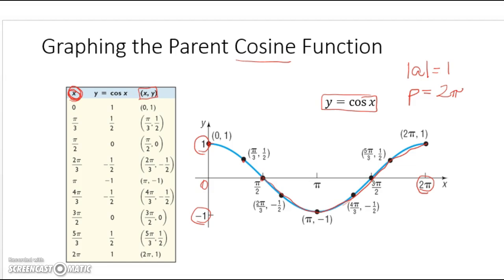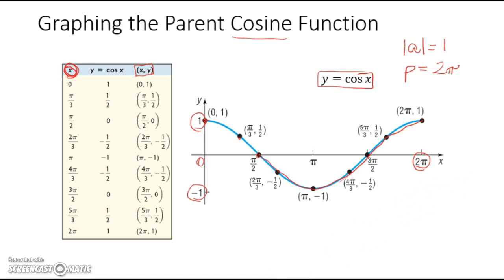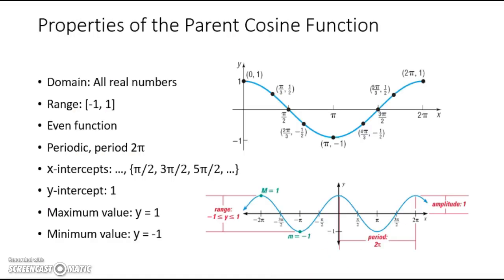So let's go back and look at what's happening with the parent cosine function. So here are all the interesting things that we need to know about the parent cosine function. The domain is all real numbers. This is a continuous function that continues on just like sine did and goes from negative infinity to positive infinity. It continues its periodic behavior. The range, just like sine, is -1 to 1. We have minimums of -1. We have maximums of +1. So that's the range of our function.